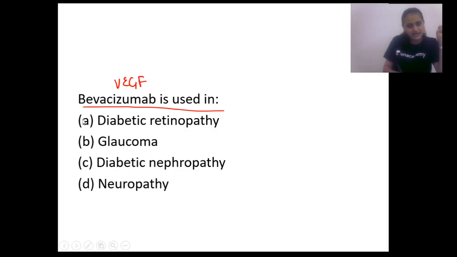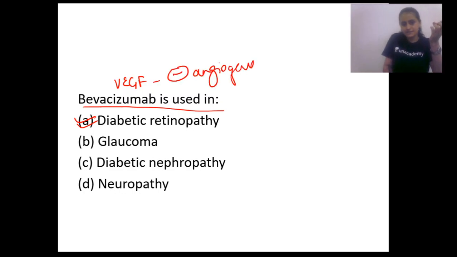Yes, very good. It is diabetic retinopathy. Why? How can I guess this question if I have not read this? Bevacizumab is anti-VEGF, that is vascular endothelial growth factor, so it prevents angiogenesis. And where do I see angiogenesis amongst all these conditions? I see it in diabetic retinopathy. So, we will use this in diabetic retinopathy to prevent neovascular macular degeneration. Wherever you want to prevent angiogenesis, you will use bevacizumab.